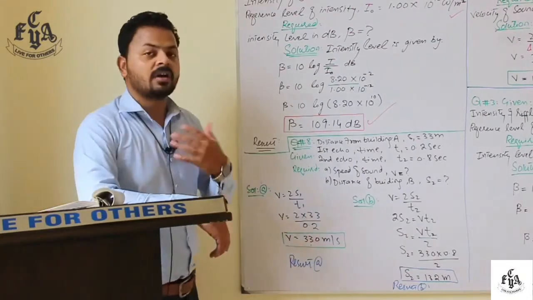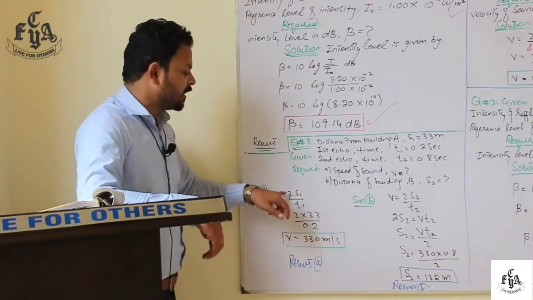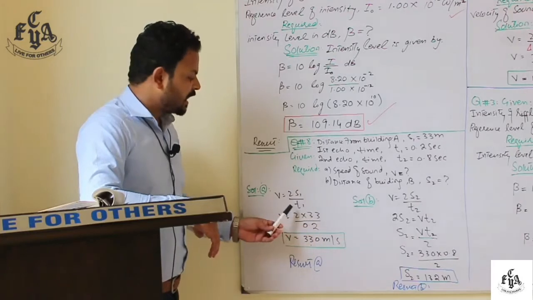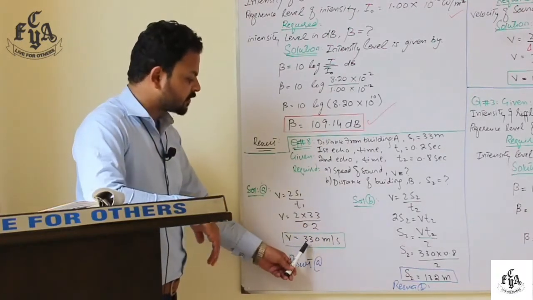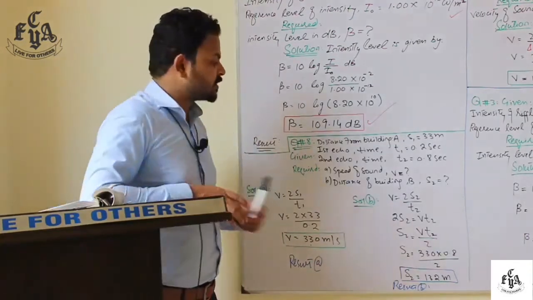Okay, let's come towards solution of part number 1. As we know that for echo we write V is equal to 2S1 by T1. 2 will be as it is. Instead of this S1 we write 33 and instead of T1 we write 0.2. So V value will be 330 meters per second. This was about part A. Now let's come towards part B of it.